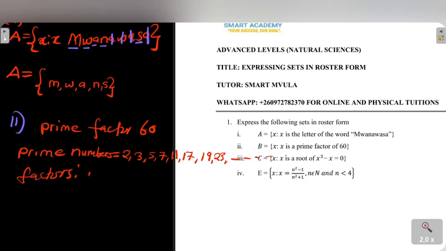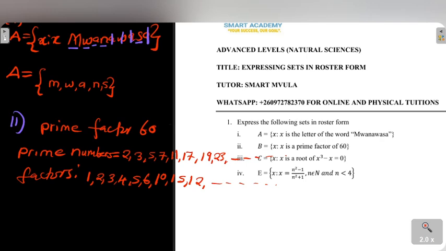So I have 1, which can enter into 60. We have 2. We have 3, so 3 can enter into 60. Then how about 4? Yes, 4 can enter into 60. We have 5. We have 6, which can enter into 60. Then which other number can we use? We also have 10. We also have 15. Even 12 is also a factor, and so on.